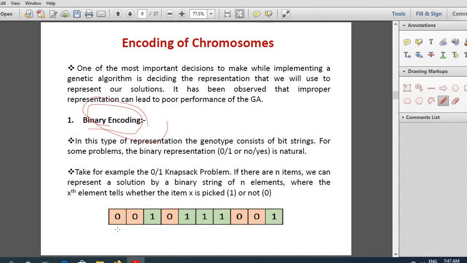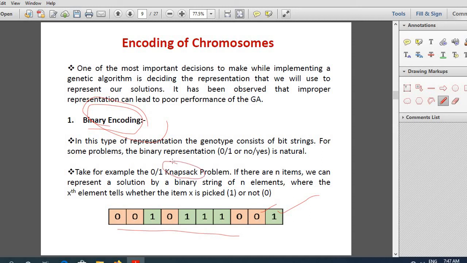Sometimes it can be binary encoding. It means that if you have a chromosome with so and so many elements, each of the elements will be represented by either a 0 or a 1. Certain types of problems require only such kind of representation. For example, you can go and check on the internet what a knapsack problem is.